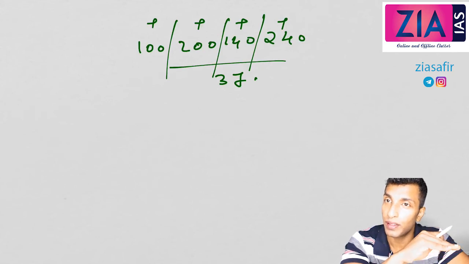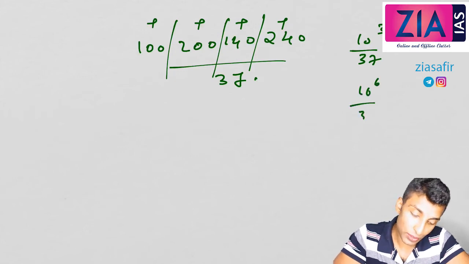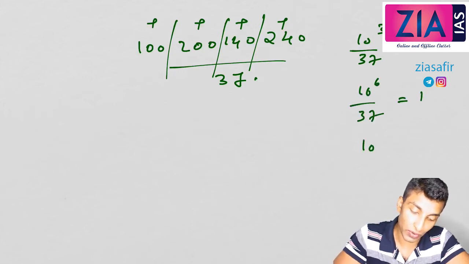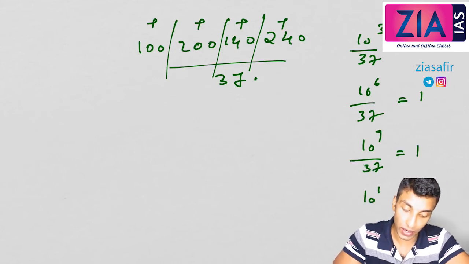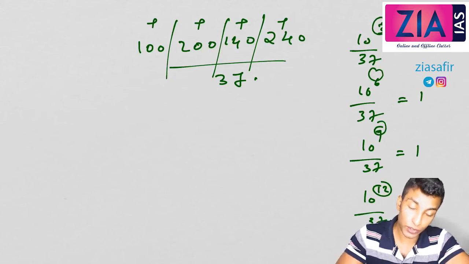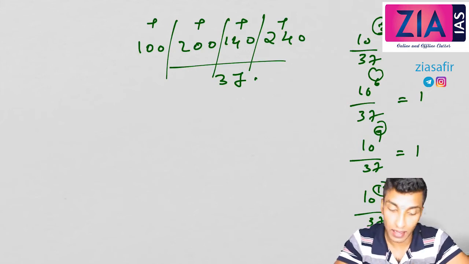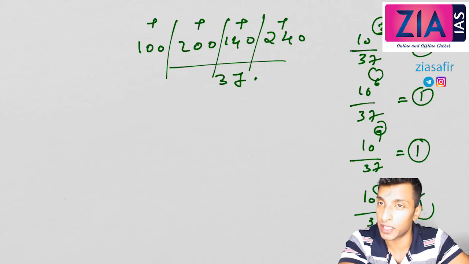Okay, so it's like this: 10 raised to 3 divided by 37, remainder is 1. 10 raised to 6 divided by 37, remainder is 1. 10 raised to 9 divided by 37, also remainder 1. 10 raised to 12 divided by 37, also remainder 1. That's why 3, 6, 9, 12, you see, that's why we are grouping into triplets. Remainder consistently 1, 1, 1, 1, that's why we are putting plus, plus, plus, plus.